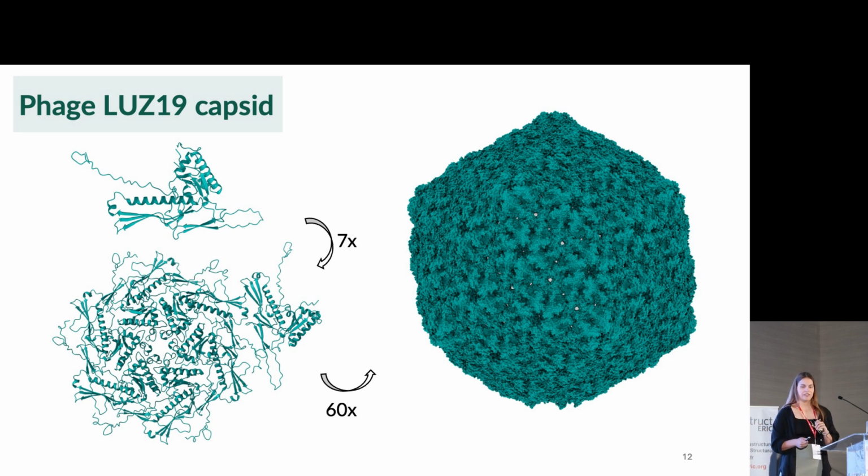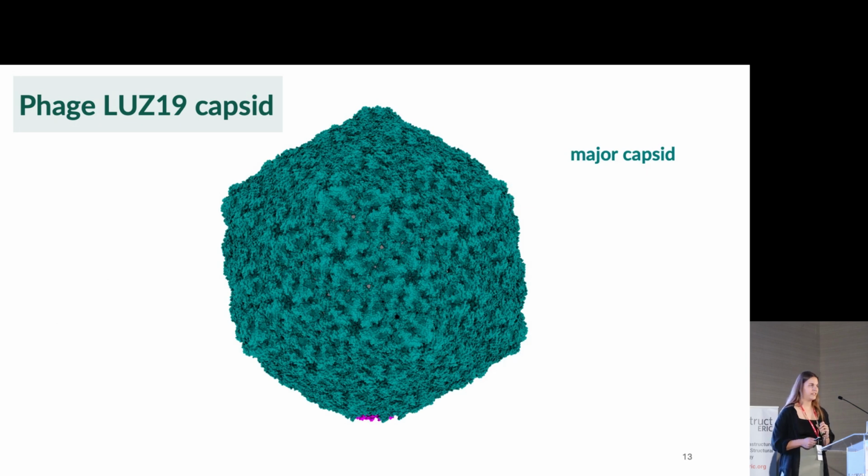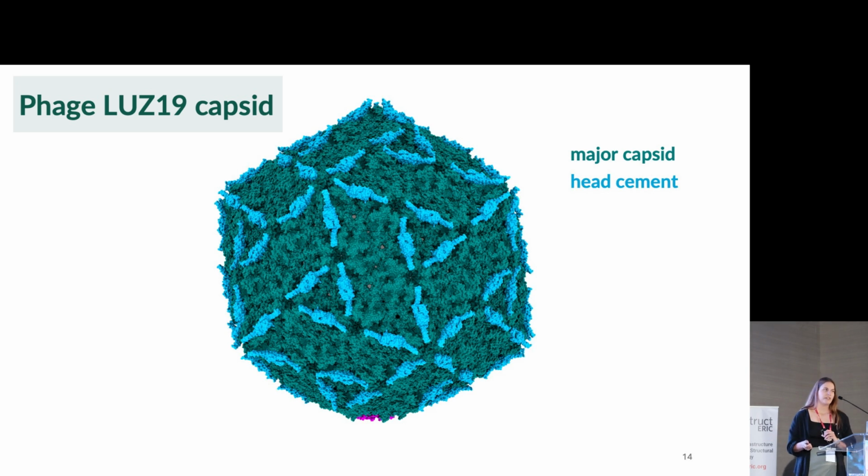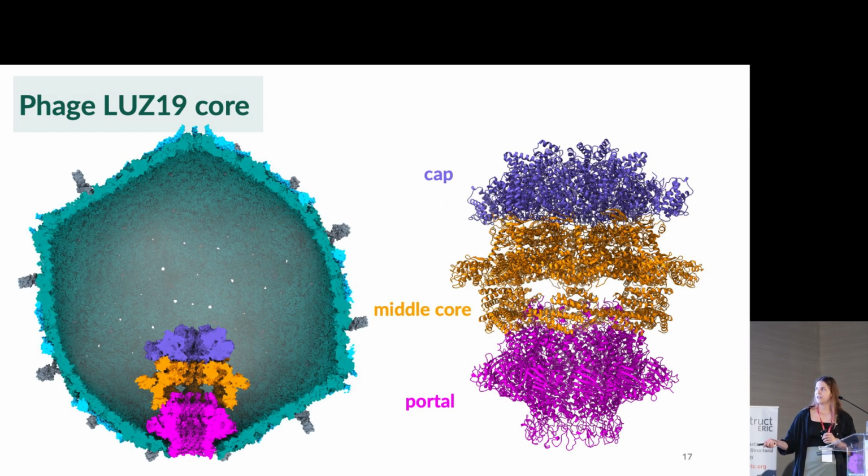The phage head is further decorated by head cement and head decoration protein. These two proteins mainly serve for the capsid stabilization. If we take the head and cut it open and get rid of the double-stranded DNA genome, the core complex will be revealed. The core complex is composed of 3 different proteins. We have 4 subunits of cap protein, then 8 subunits of middle core protein, and the portal protein, which is dodecameric. Each of these proteins have a special function during the phage life cycle.